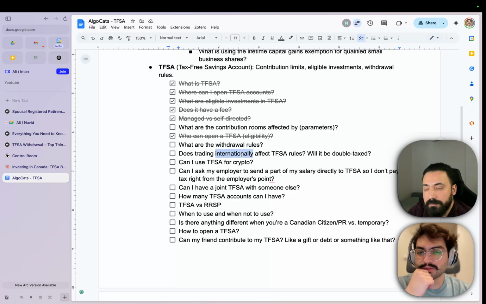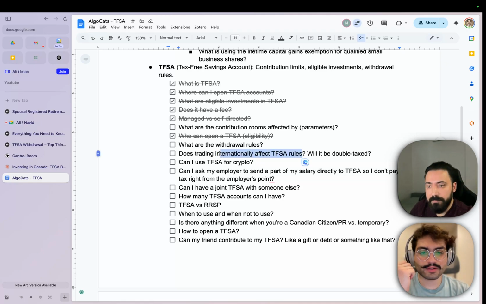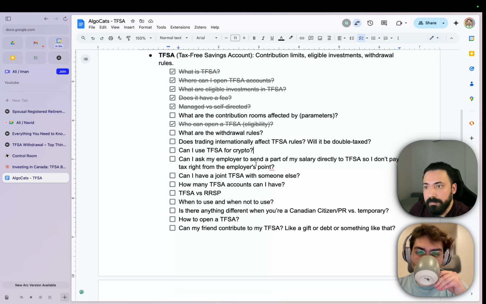So I would like to know more about exactly where, if you trade, it doesn't consider TFSA. Like the US, we know it doesn't. Does that mean everyone doesn't, or is it just the US? Actually, that's a good question. We can ask that later.